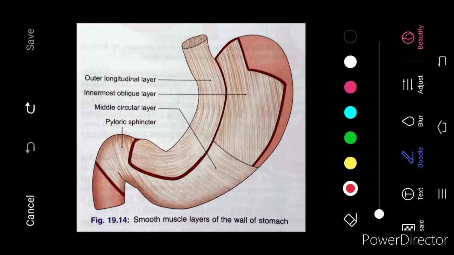In this figure we can see the smooth muscle layers of the wall of stomach. Here it is the outer longitudinal layer, this area, and this is the middle circular layer. Here we can see the innermost oblique layer, and this is the pyloric sphincter.